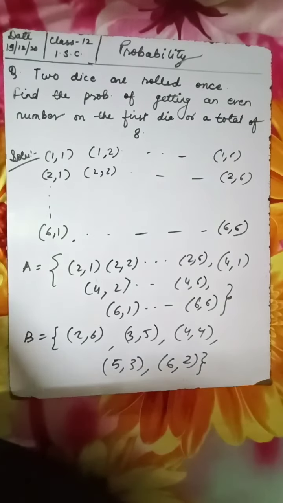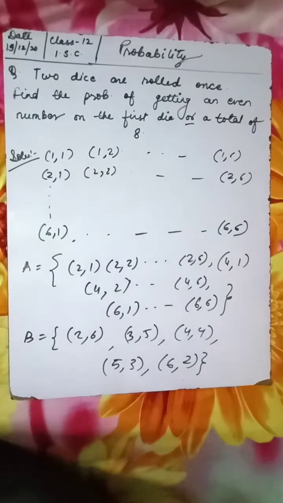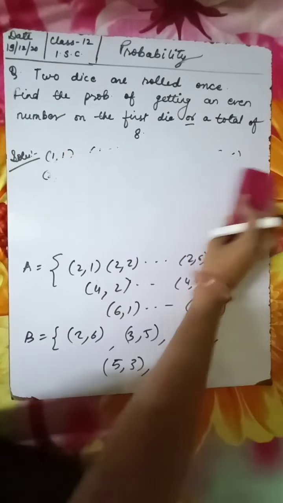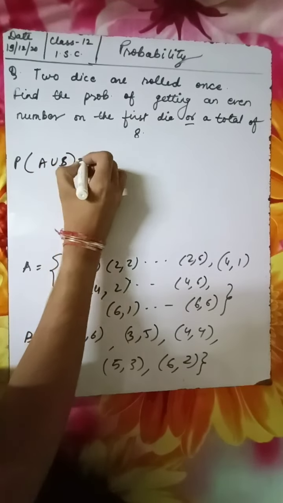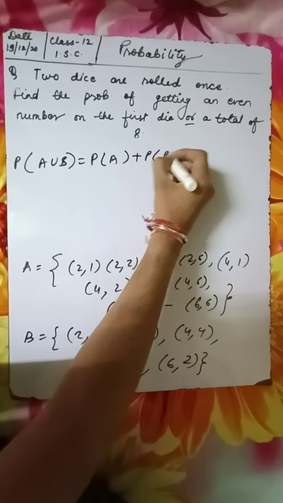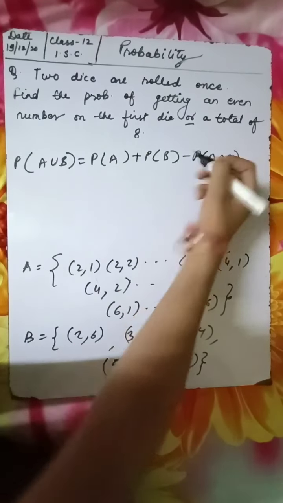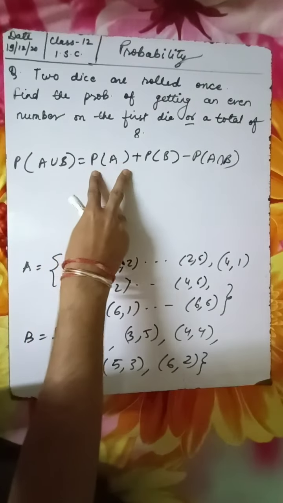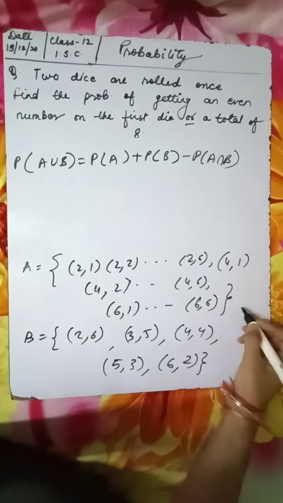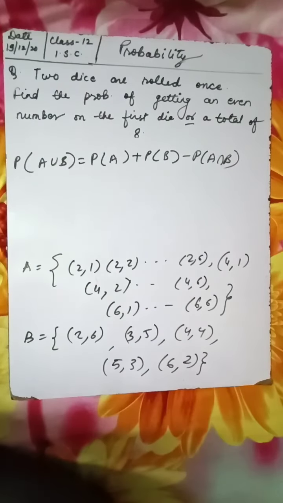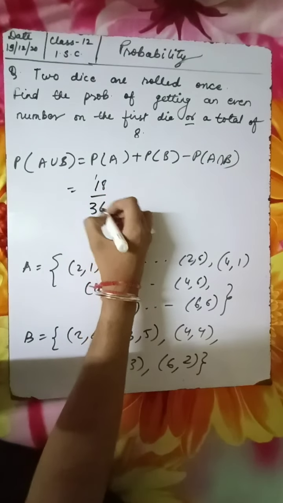Now as I told you in the previous lecture, if it is an OR case, we go on finding the union of them. All right, so the required probability will be the probability of A union B. So what is A union B? I hope you know what A union B is. It is nothing but probability of A plus probability of B minus probability of A intersection B. For this formula we require P of A, P of B and P of A intersection B. So P of A we can easily find. Number of A is 18 and total is 36, so probability of A is 18 upon 36.